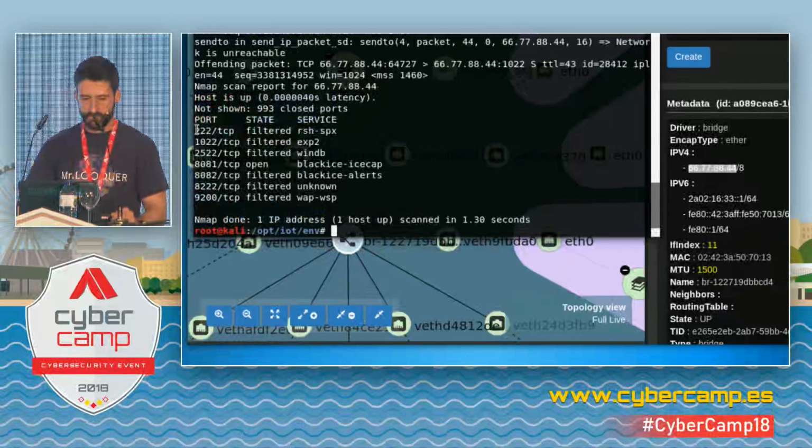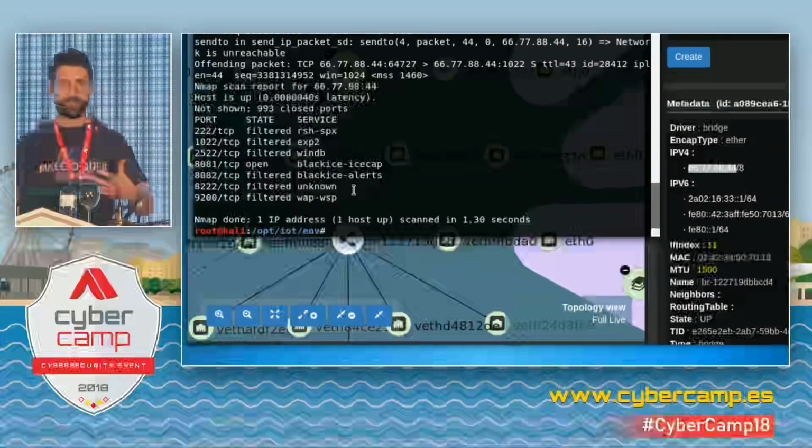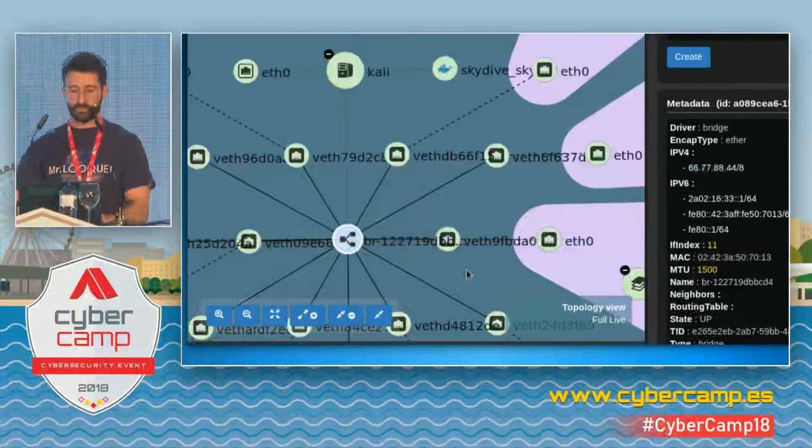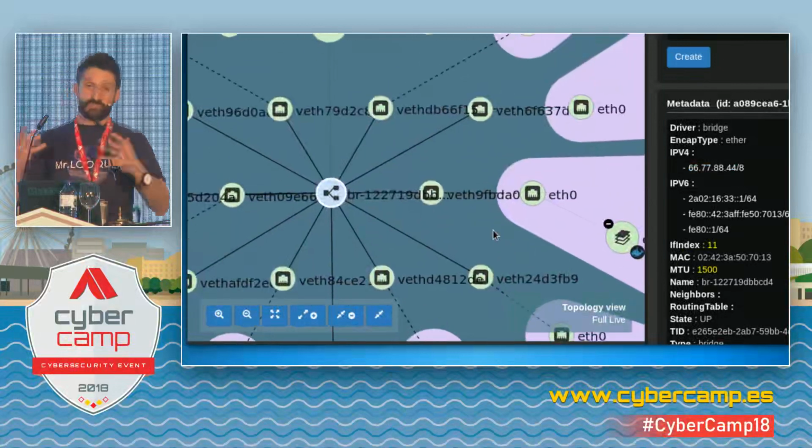I see that I have a few ports there, some of them filtered. I have a series of ports, some of them are filtered. I have one open. I could attack. I could launch an exploit. And once I'm inside, I can access any of these machines.